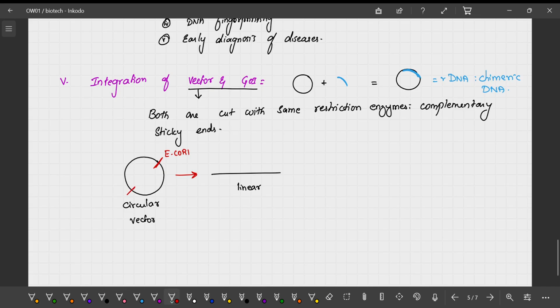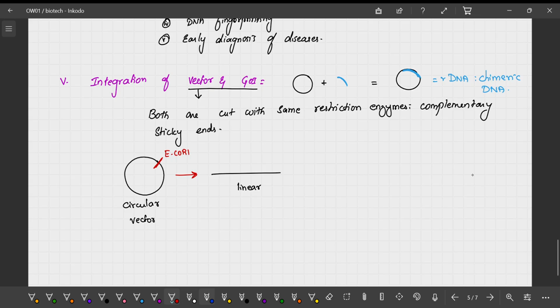Now, if you are cutting it at 2 points, you will get two strands. If you are cutting it at 3 points, you will get three strands. These kinds of questions they may ask, but we know that in an ideal plasmid, there should be only one cloning site for one restriction enzyme, so it becomes linear.